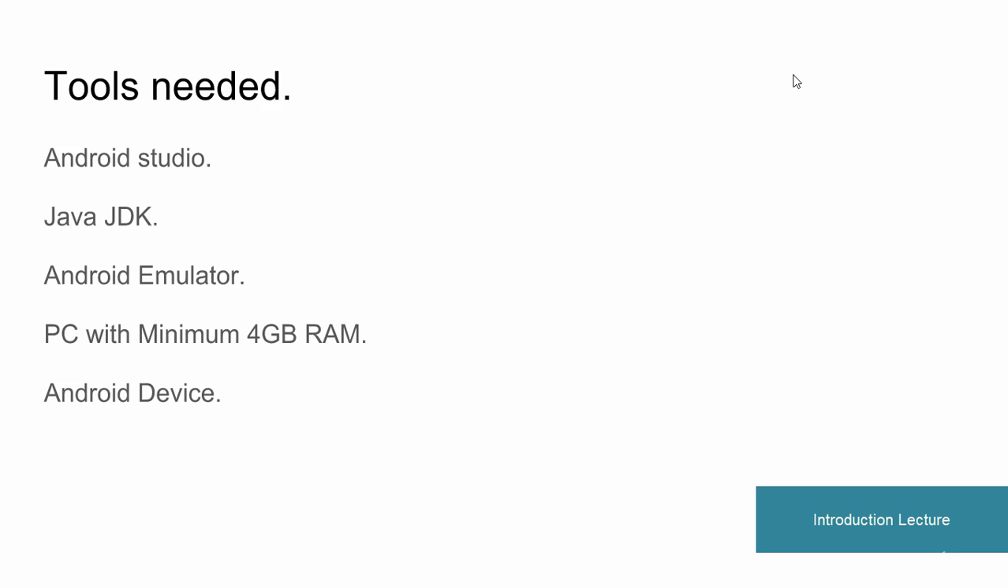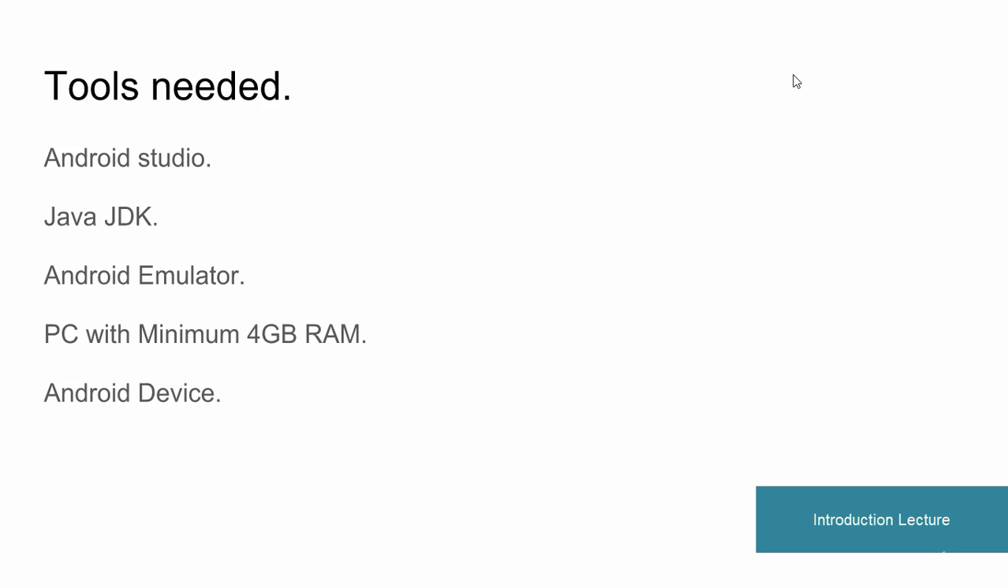Now after Android Studio, one more thing which is required is the Java JDK, and we are going to connect the Java JDK to Android Studio so that we could develop applications and run them. Then finally, in order to actually run and test our applications, we are going to use an Android emulator which is built into Android Studio.